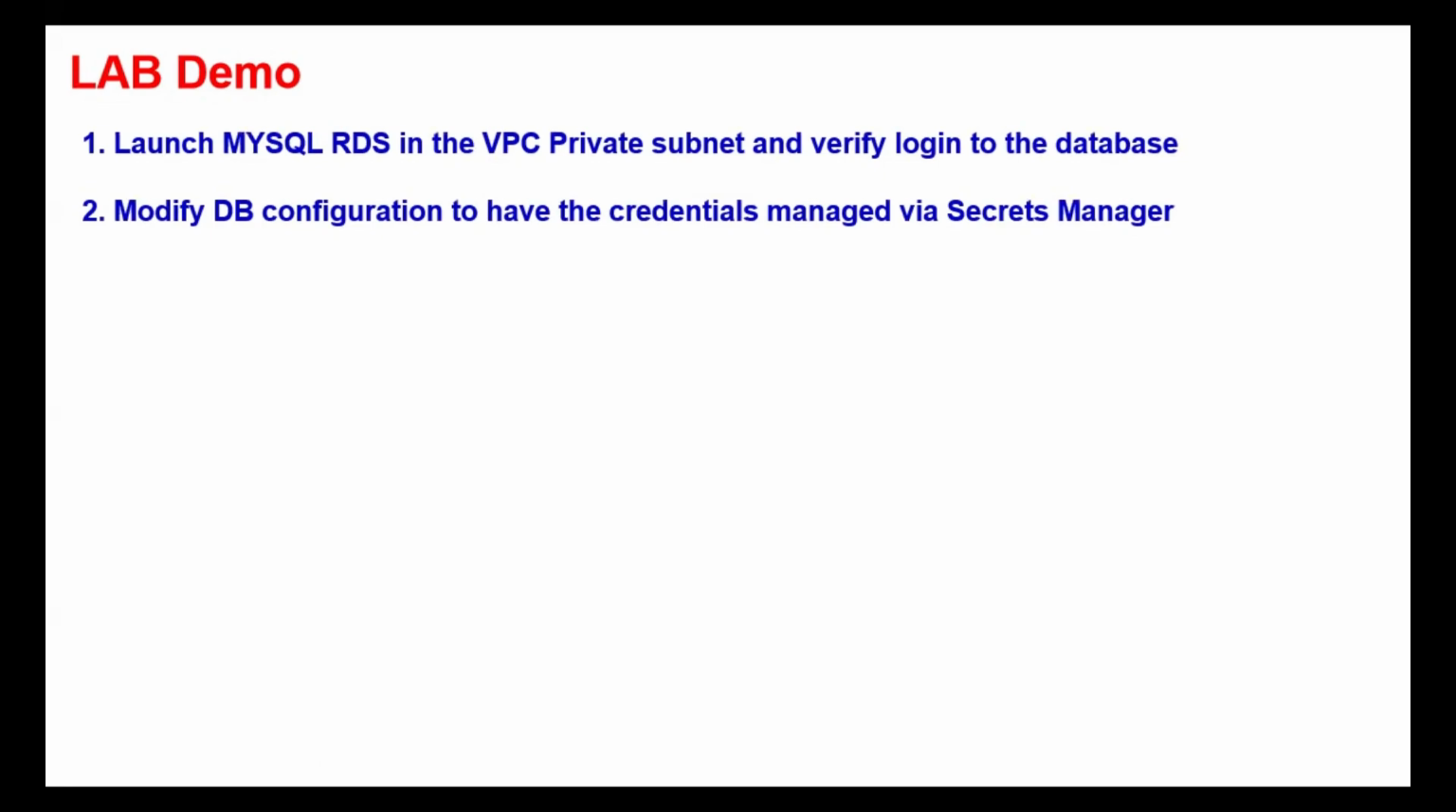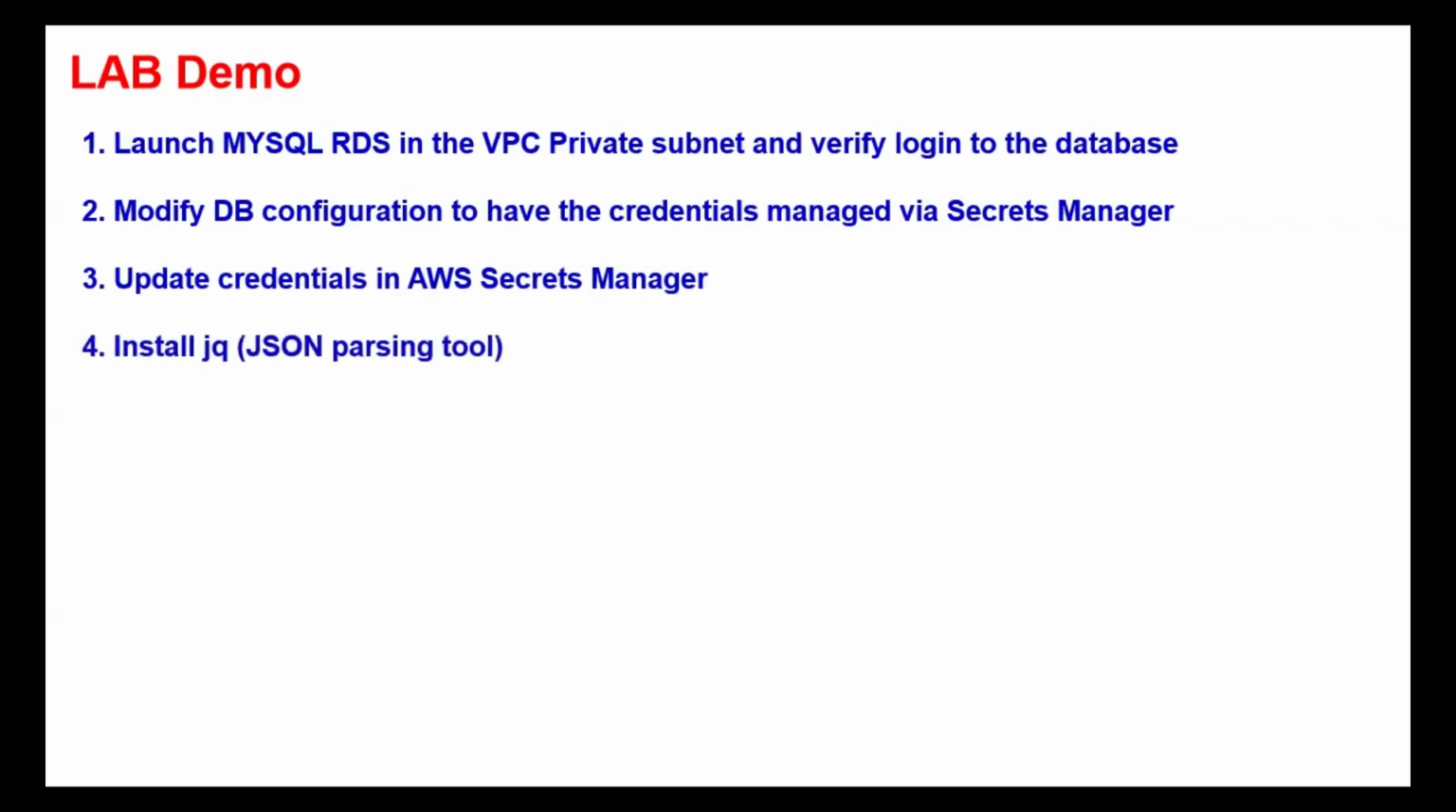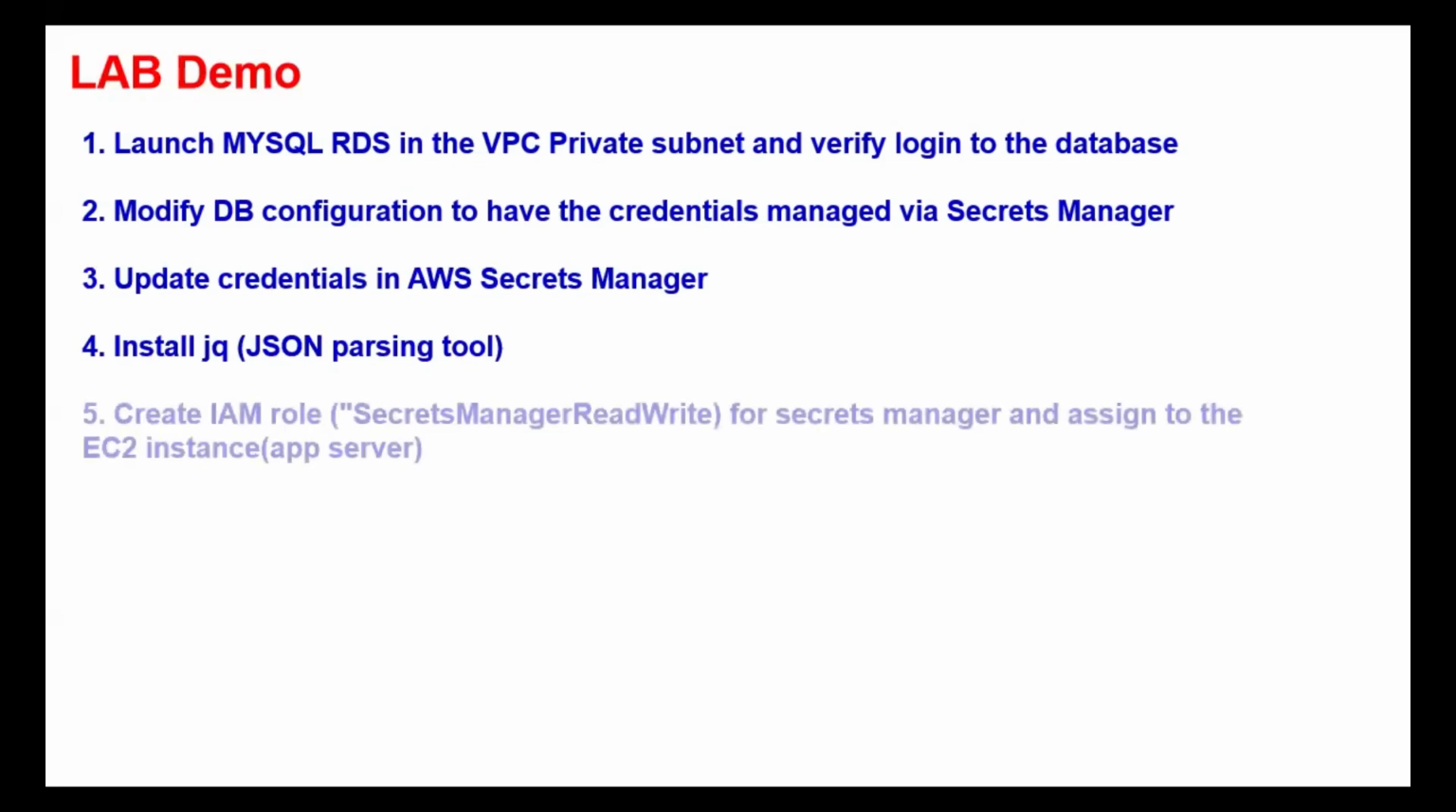So initially, we are going with a normal login procedure, logging in with the username and password. But in the second step, we are going to update the configuration of the database in order to use Secrets Manager for the username and password, especially for the password. And after that, we will be updating the credentials, whatever we want, in the Secrets Manager. Then we will also install a package called jq, which is the JSON parsing tool, because the Secrets Manager will store the secrets in a JSON format. So in order to extract the information from the JSON store, we need to install the JSON parsing tool. Typically, it is the jq package.